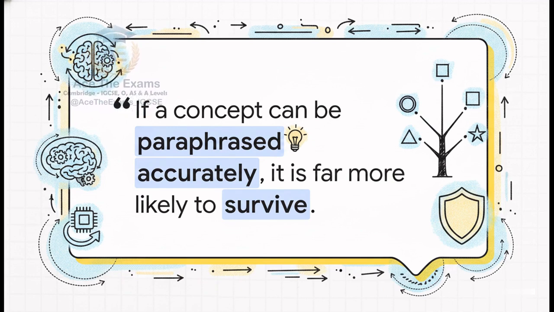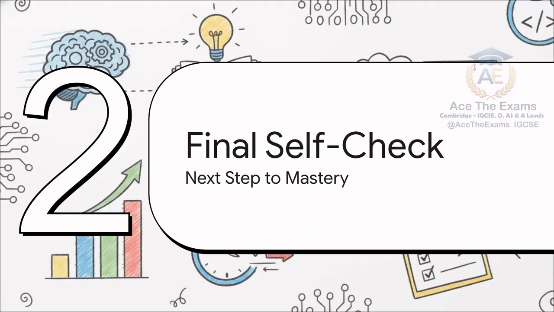If you fixate on a keyword or a familiar symbol and ignore the deeper process, your answer completely shatters when the question wording changes even slightly. But if you know the core mechanism so well that you can paraphrase it accurately on the fly, your knowledge becomes bulletproof. Part 5. The next step to mastery.